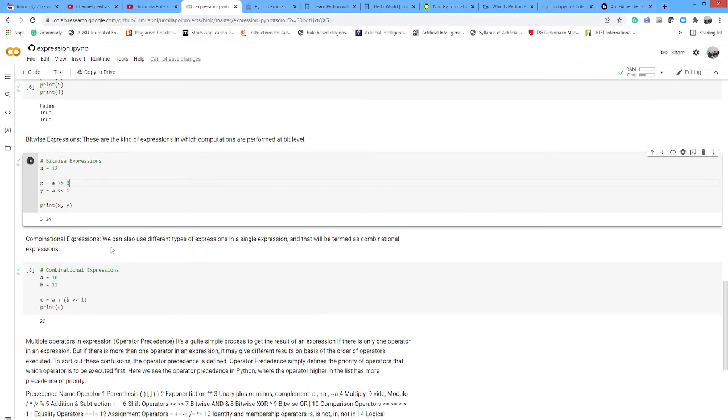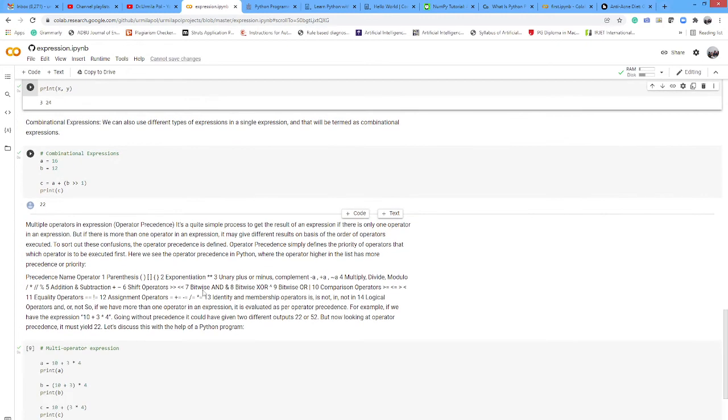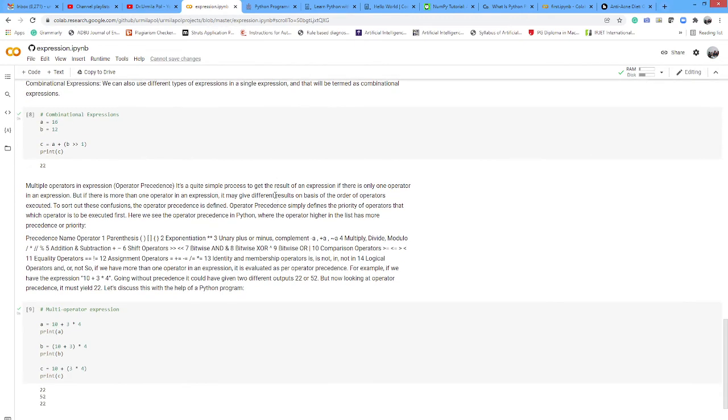Here, combinational expressions. a is equal to 16, b is equal to 12, a plus b shifted right by 1, then a plus bitwise 1, then print c, it will give 22. Like that, different expressions are there: bitwise, combinational and multiple operators in expressions.